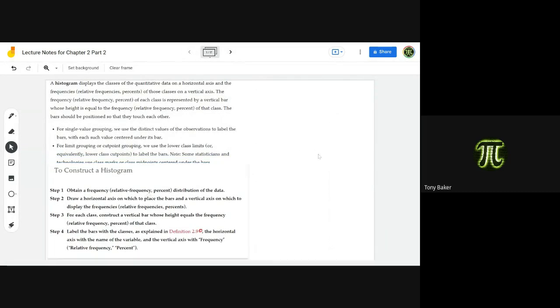So to construct a histogram, because we're not making these all up, the first thing you have to do is obtain the frequency distribution of the data. You're going to draw your horizontal axis to place the bars. For each class, you're going to construct a vertical bar. And then you're going to label the bars with the classes.